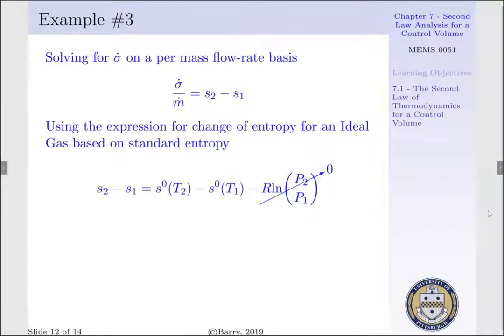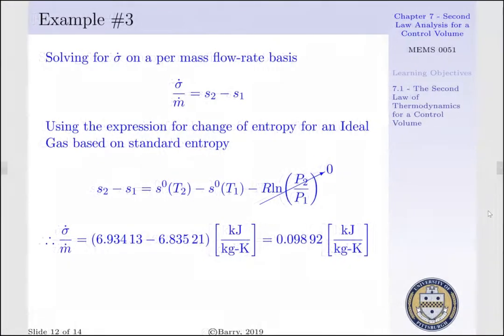Now, using the expression for entropy change of an ideal gas based upon standard entropy, i.e. table A-7-1, since this is a constant pressure system, our change of entropy is merely going to be the change of our standard entropy evaluated between our two temperatures. That is, our rate of change of entropy per mass flow rate is just going to be the difference of our standard entropy, or 0.09892 kilojoule per kgK.